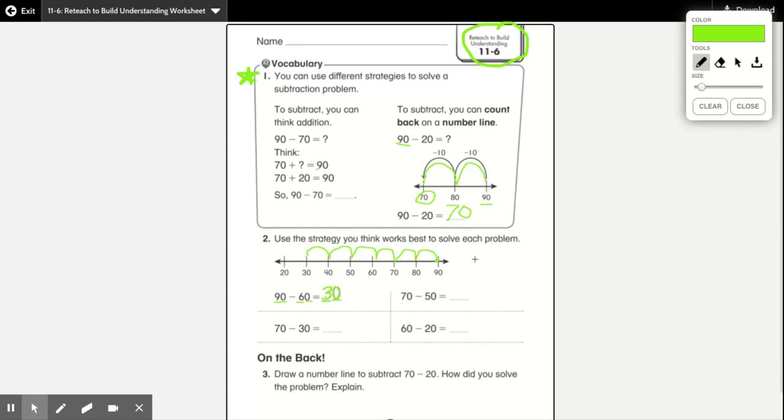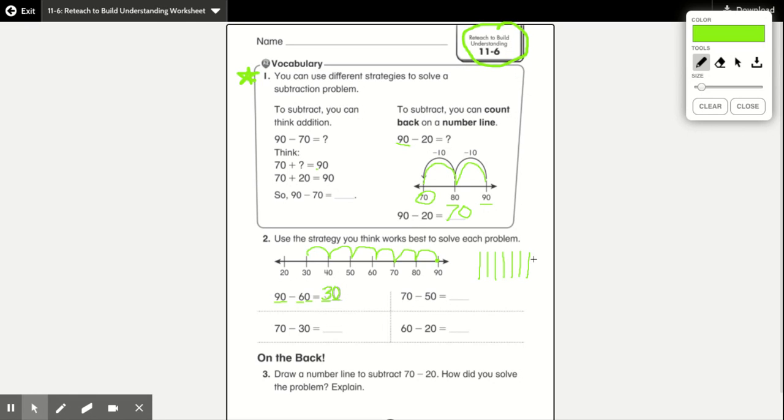You can draw a model, your base 10 blocks, if you'd like for this one. So I'm going to draw 70, right? So 7 tens equals 70. 10, 20, 30, 40, 50, 60, 70. Minus 50. So how many tens does 50 have?